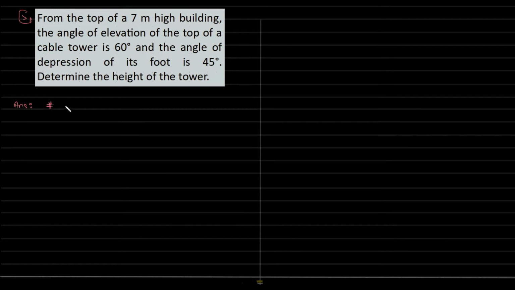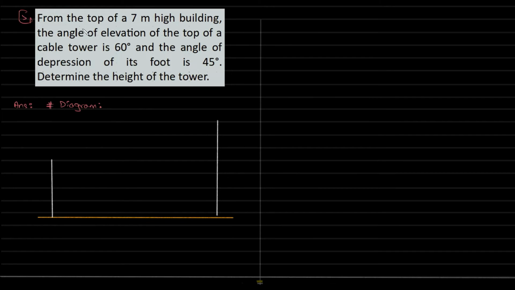And so we will begin with a diagram, right? So we're looking at towers, and land and stuff like that. From the top of a 7-meter high building. So we have a building, the angle of elevation of the top of a cable tower. Elevation means the tower has to be taller, is it not? If not, you won't get elevation. Okay. So, and the angle of depression.